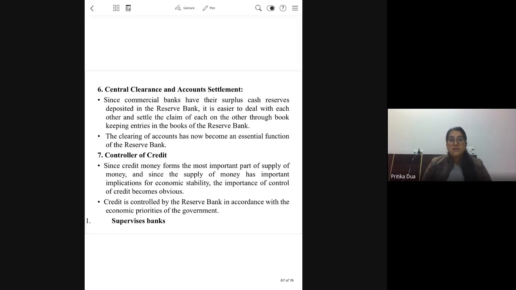So, like we said yesterday, we were talking about CRR. CRR is 3% right now. What about SLR, statutory liquidity ratio? What is the norm right now? What is the percentage of SLR which banks need to maintain?